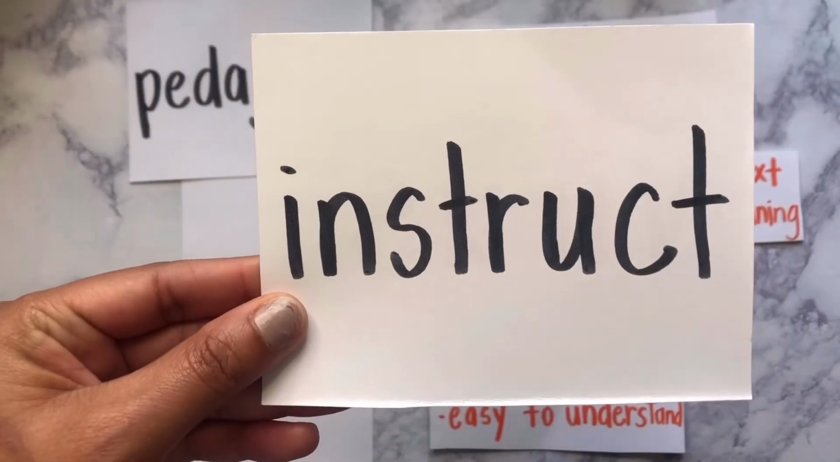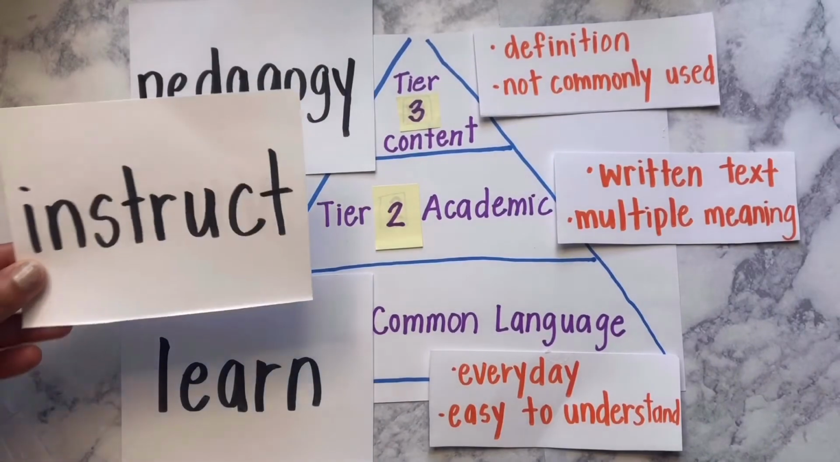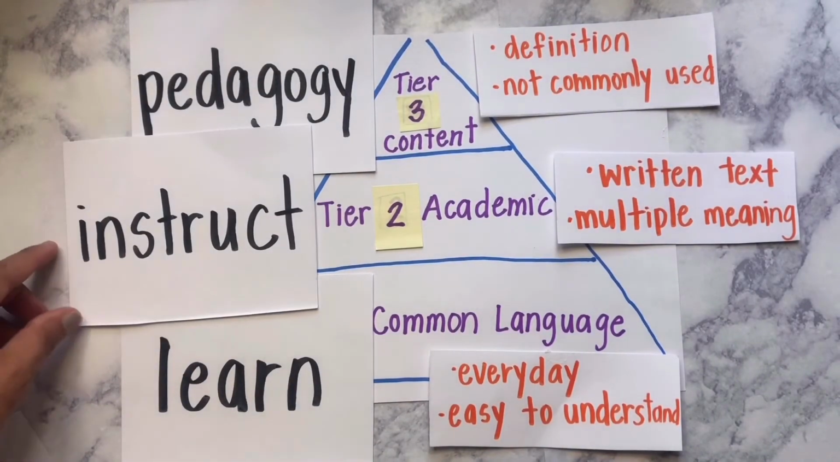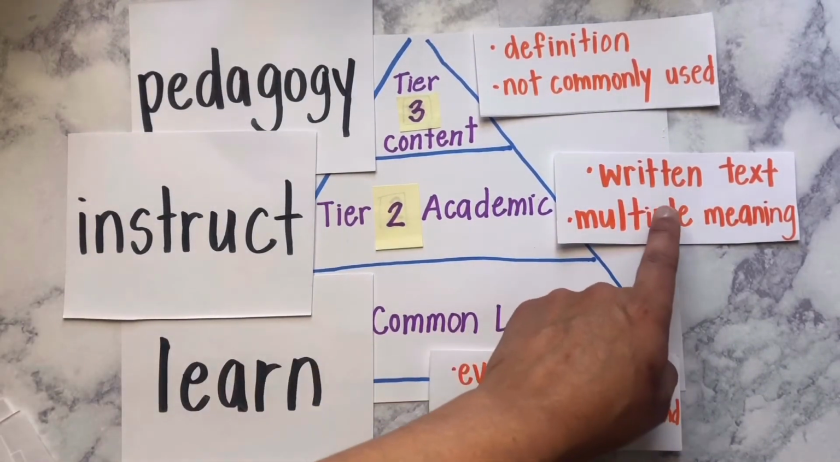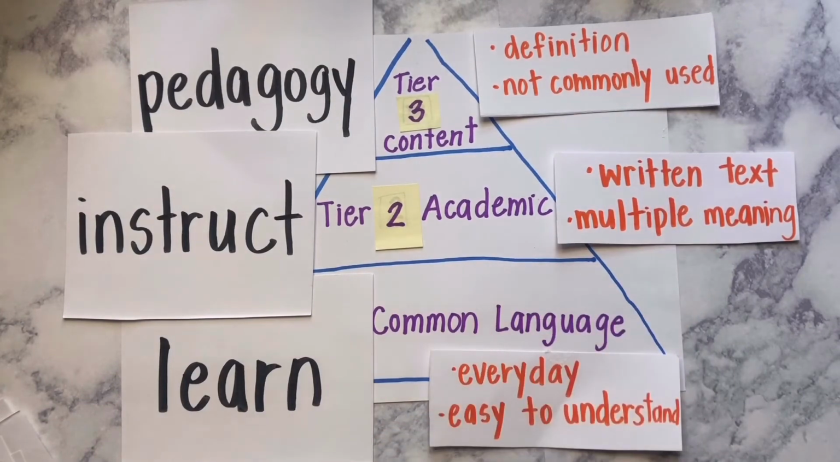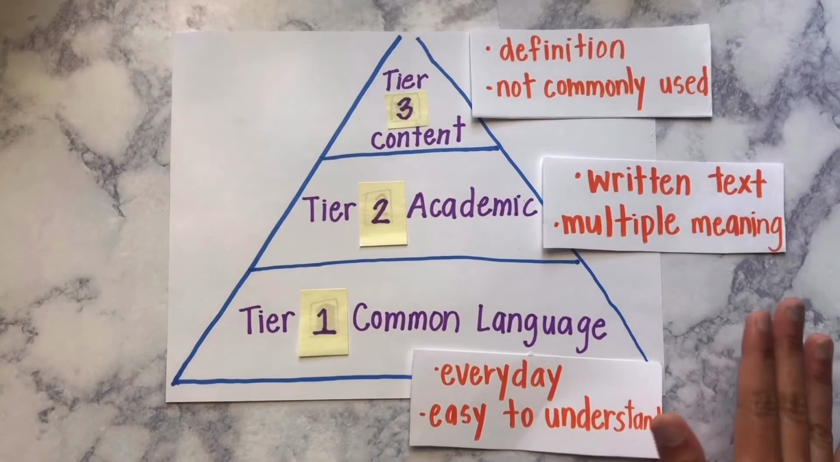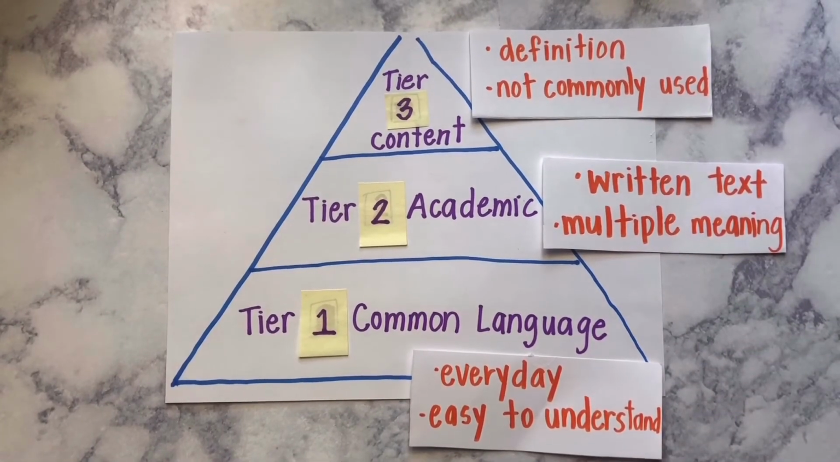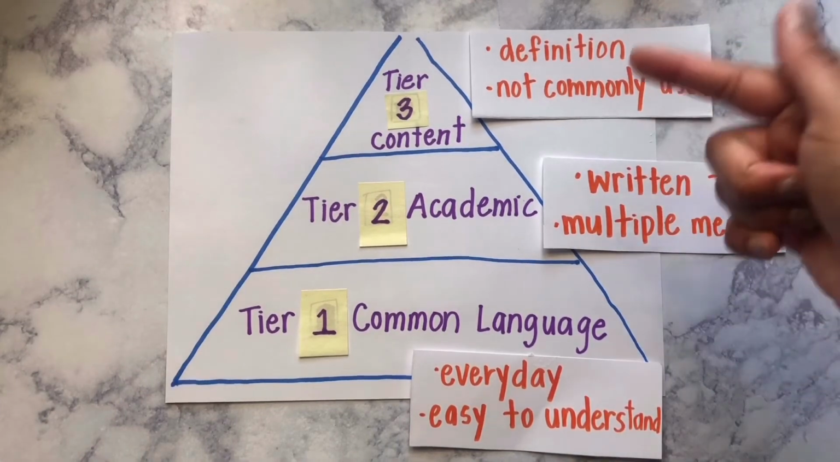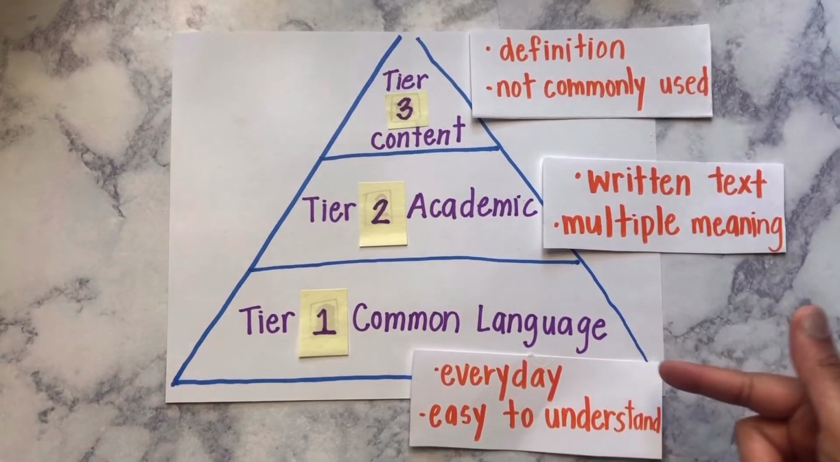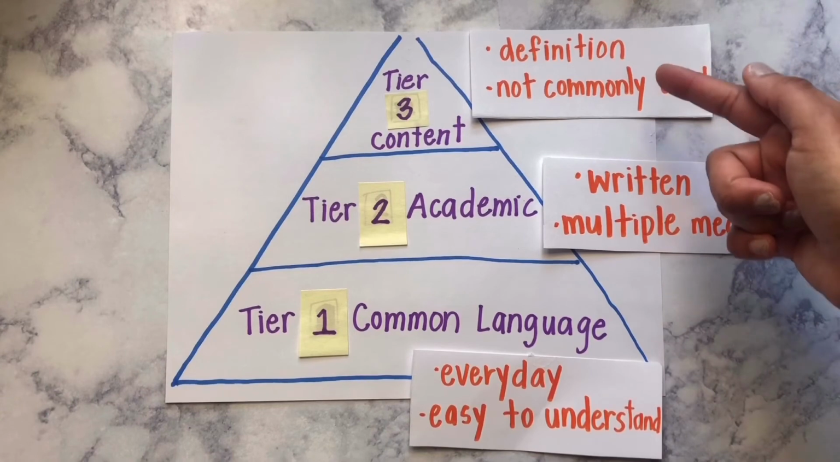The word instruct, you guessed correctly. It is an academic word. We will find it most likely in written text, and it could have multiple meanings as well. Keep this triangle in mind as you're learning through vocabulary words or come across words you don't understand. Which tier would it belong to? Is it a word I already know? Is it a word that I might have to use a dictionary and look up?